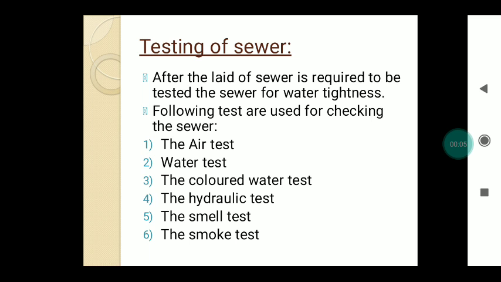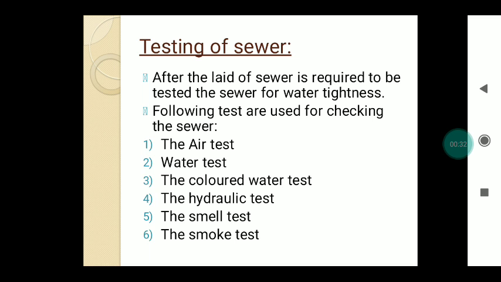Today we are going to discuss the topic testing of sewer of Environmental Engineering, Second Year BE Civil. Testing of sewer is very essential to check the water tightness and leakage of the sewerage system. After the sewer is laid, it is required to be tested for water tightness. The following tests are used for checking the sewerage.